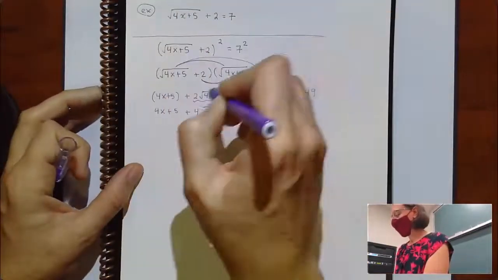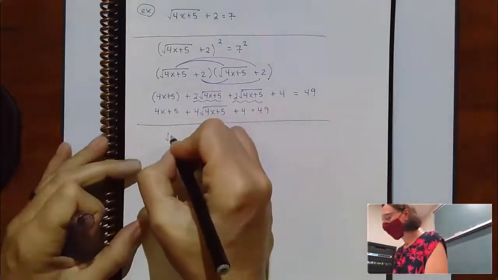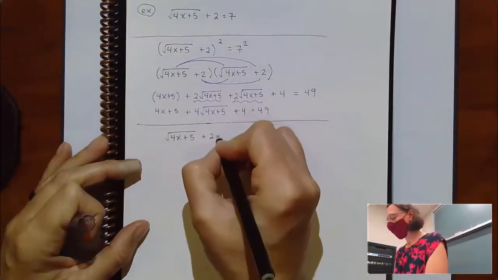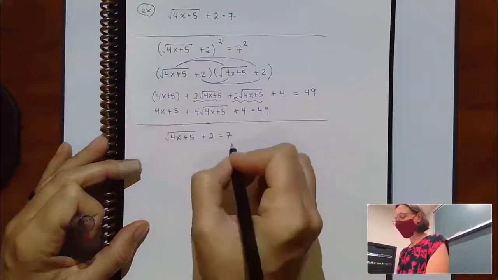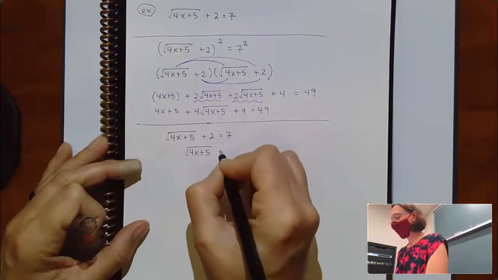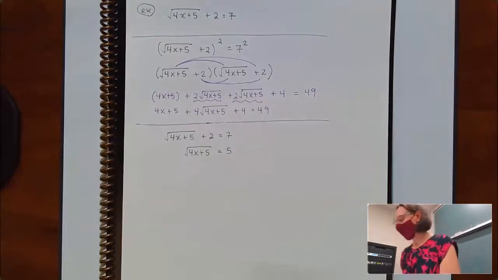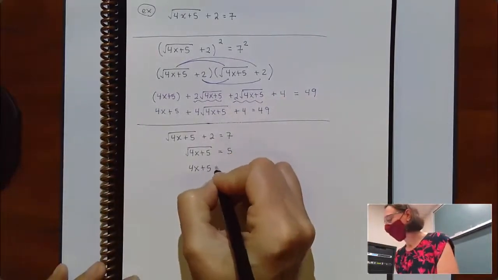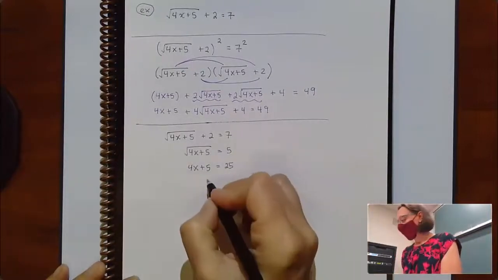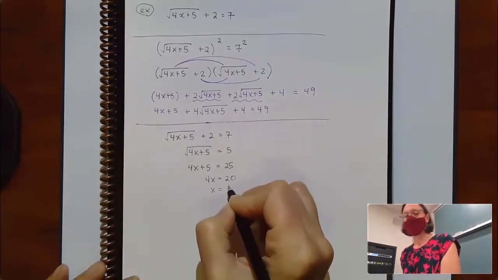So what I'm going to do instead is to make sure that I get the square root piece by itself before I take the square of both sides. So if I subtract 2 from both sides, then I've got 4x plus 5 under the square root is equal to 5. And now I would square both sides to get 4x plus 5 is equal to 25. And I think this is going to lead us to a value of x is equal to 5.